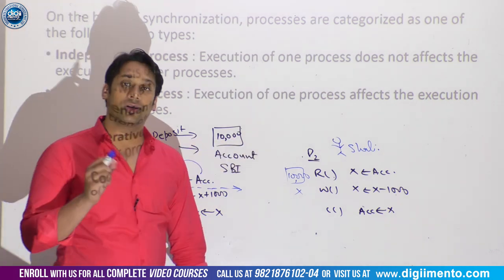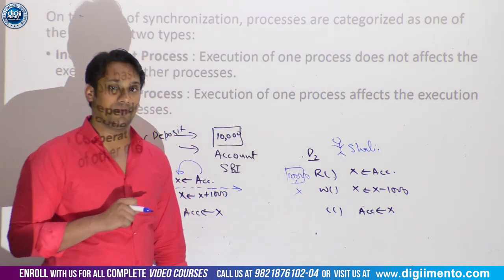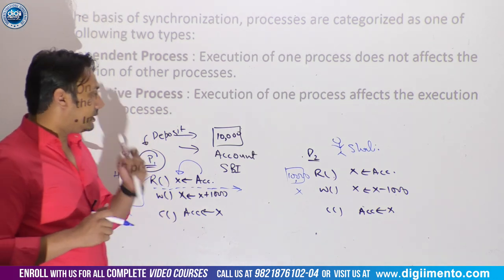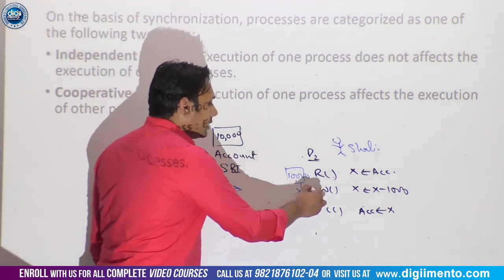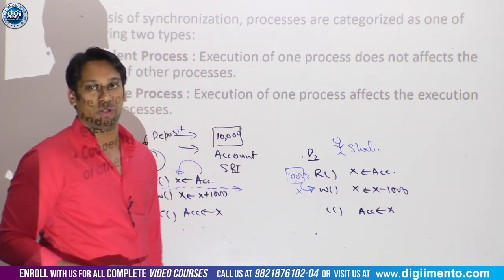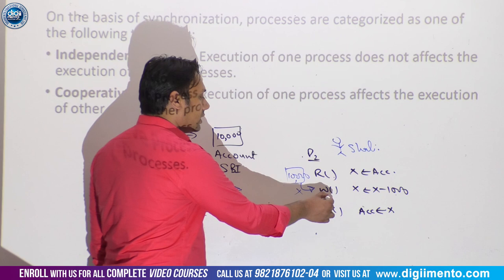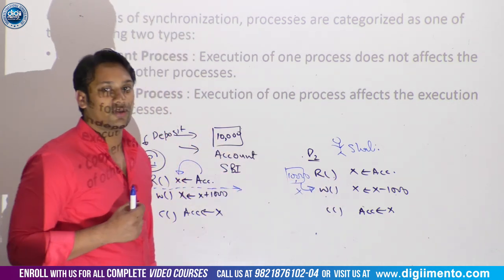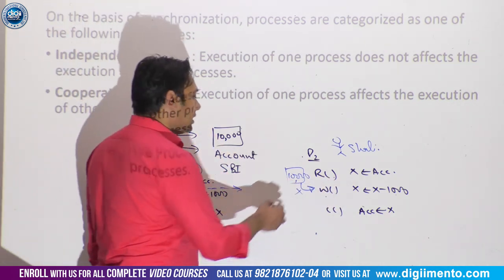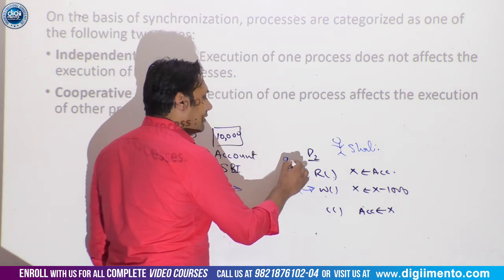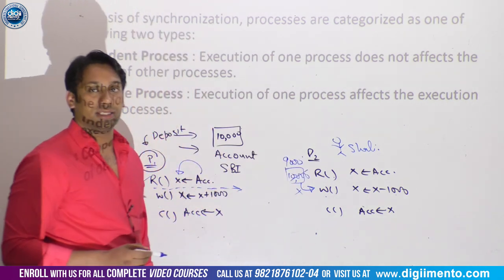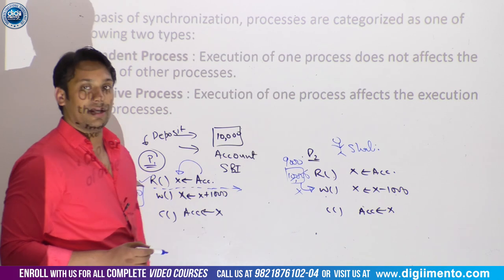The process P2 also read that the account is having 10,000 rupees. Now let us assume that process P2 is also going to execute line number 2. Process P2 executed line number 2. This line number 2 says that I'm going to remove 1000 rupees from the account. So that means this X variable is now going to store 9000 rupees.